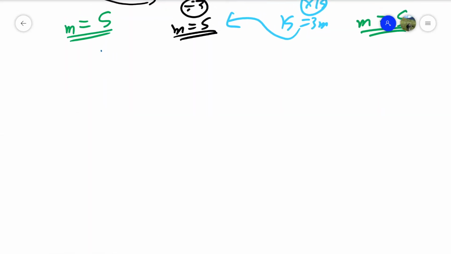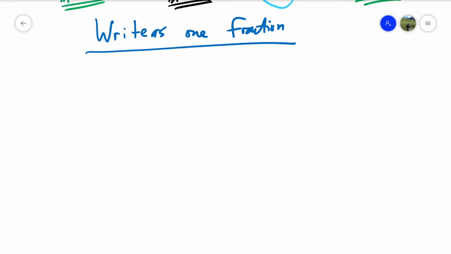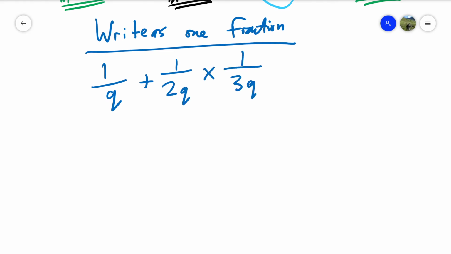The next question is called write as one fraction. There's just one question. Okay, there it is. Have a go in your own time.